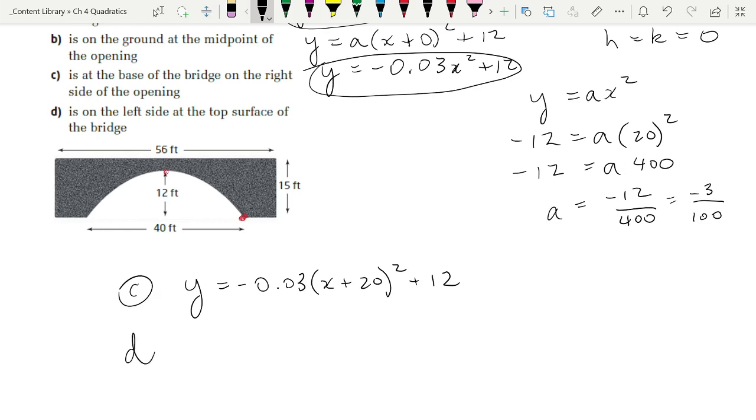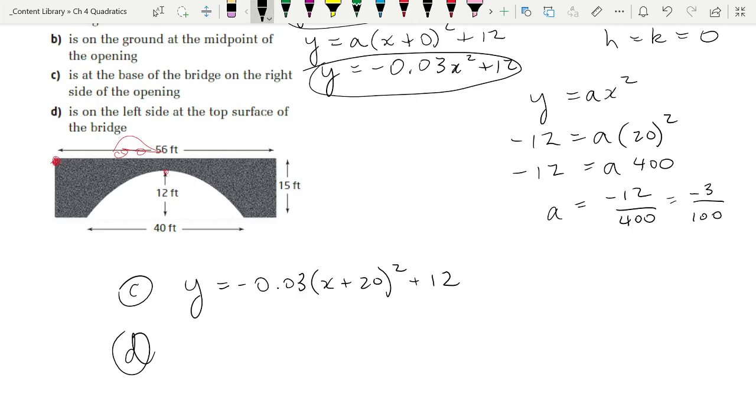And then for D, what if this point was on the left side at the top surface of the bridge? Okay, I'm not sure exactly what they mean by that, but I think what they mean is this corner here. Is that the way you interpreted that question? The left side, the top surface of the bridge, right? Because this is the surface of the bridge, right? There's the car driving, right? So there's the top surface of the bridge. So I think they mean there.